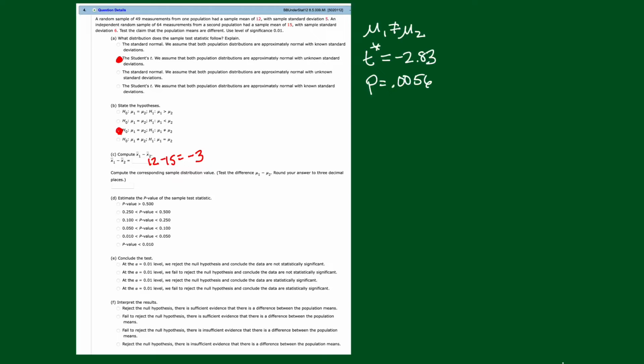Now when I pressed enter, this is the important information that came up. The calculator reminds me again that that's my alternate hypothesis. I'm testing that the two means are not equal. Here's my t star value. Now that's what they're asking us down here. All right, so negative 2.83. Let's put that right in here. Negative 2.83.